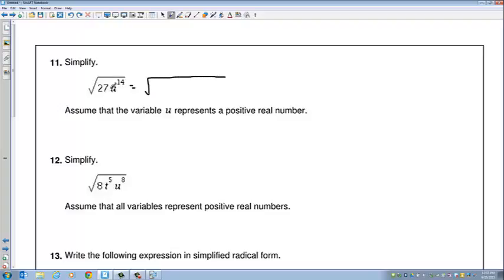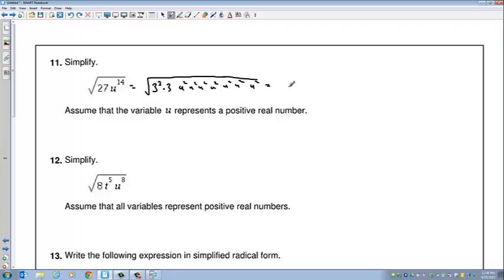So when I see 27, I know it's 9 times 3, so that's really 3 squared times 3. And then you do the same thing with u to the 14th. It's u squared, u squared, u squared, u squared. So right now I have u to the 8th because you add those exponents. And then u squared, u squared. So what's that? U to the 12th, and then u squared. So let's extend this radical. And so you should have 7 of these because when you add them up, you get 14.